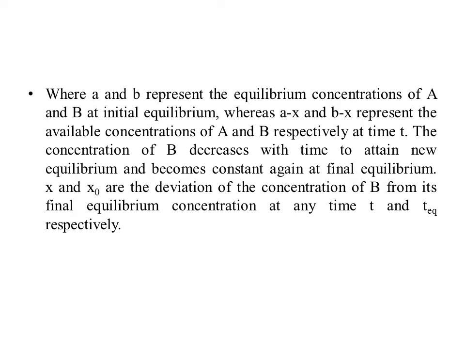The concentration of B decreases with time to attain a new equilibrium and becomes constant again at the final equilibrium. x and x naught are the deviations of the concentration of B from its final equilibrium concentration at time t and t equilibrium respectively.